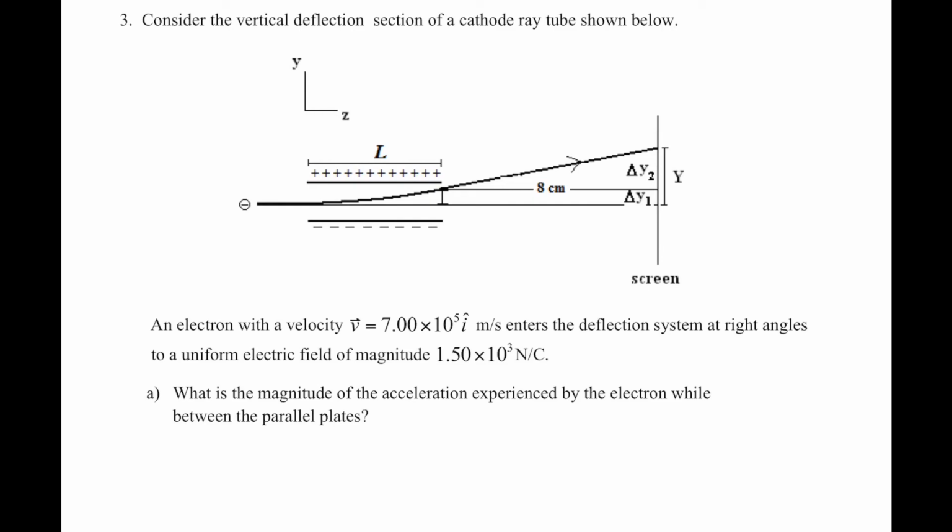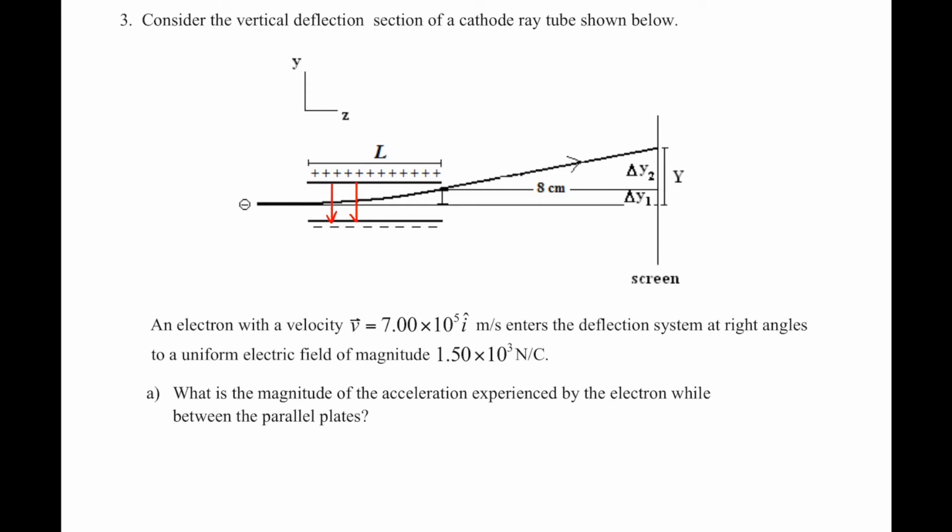This problem entails an electron moving through a cathode ray tube with an initial velocity of 7 times 10 to the 5 meters per second, while it moves through an electric field of 1.5 times 10 to the 3 newtons per coulomb. We are first asked to determine the acceleration experienced by the electron while between the parallel plates.